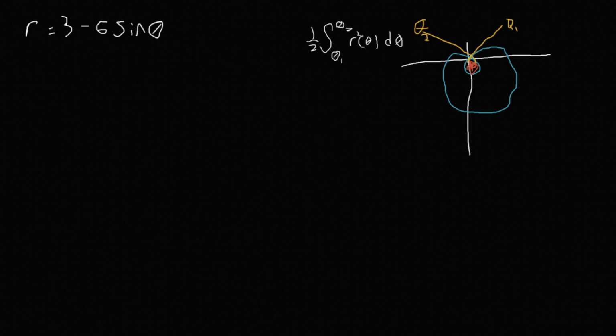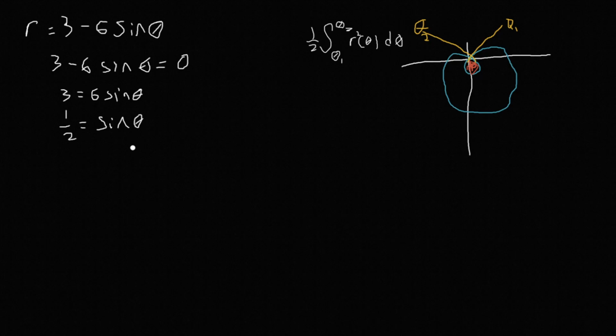So the best way to go about doing that is setting r equal to 0. So we're going to say 3 minus 6 sine theta is equal to 0. Adding 6 sine theta to both sides, we get 3 is equal to 6 sine theta. And then we're going to divide both sides by 6 and get 1/2 is equal to sine theta.